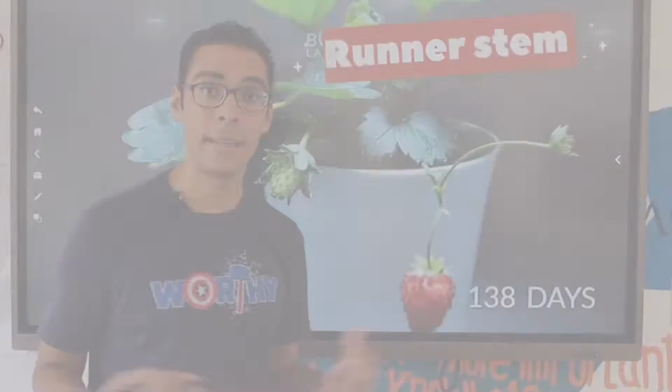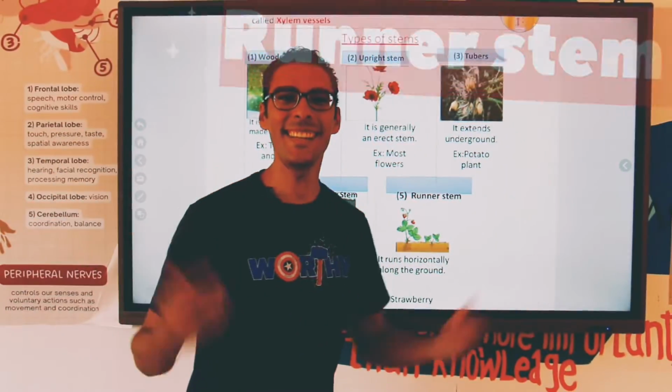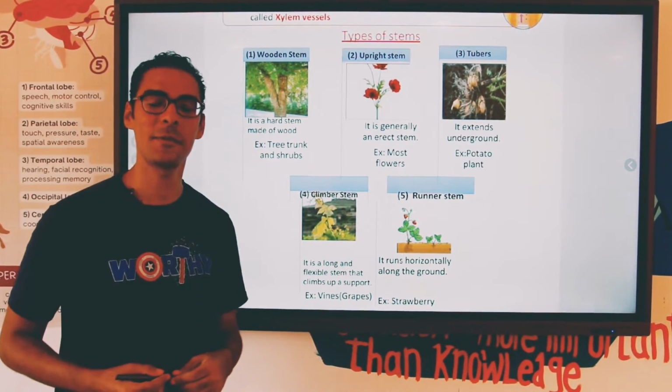Look there what happens. And here are the stems. They are moving horizontally over the soil. Finally, let's summarize the 5 types of stems we have covered.